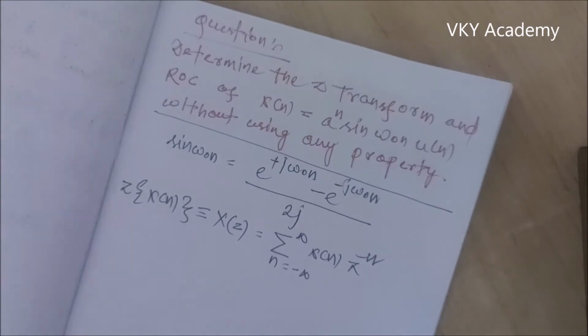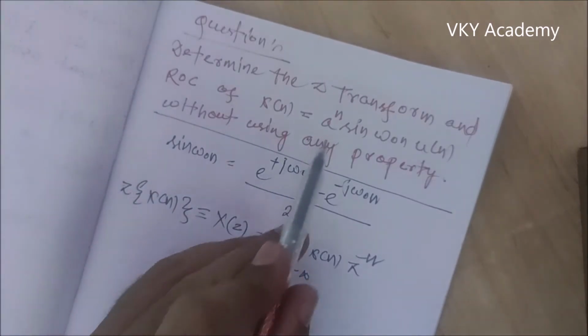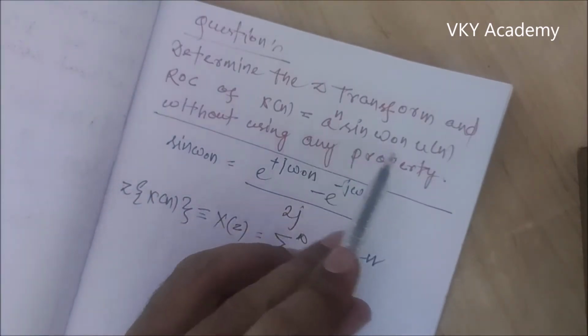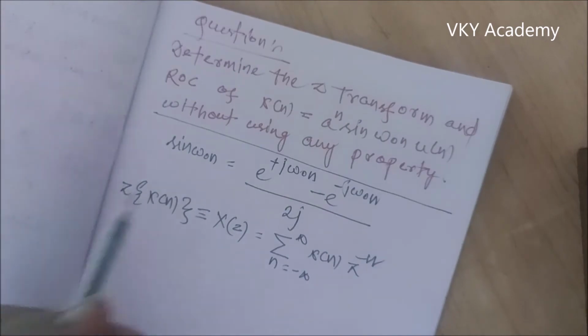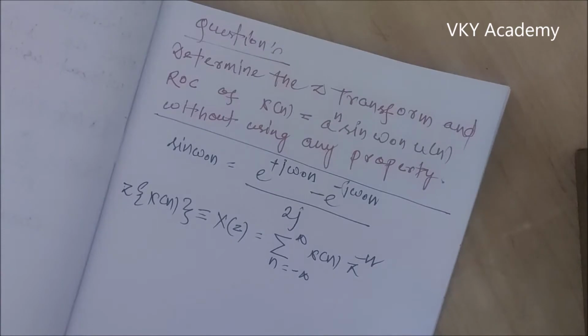Hello everyone. In this lecture we will determine the Z transform and region of convergence of the discrete time sequence x of n is equal to a to the power n sine omega naught n u of n. Now this is also a trigonometric function, but one exponential term a to the power n is multiplied with the sequence, and we need to determine the Z transform and ROC without using any property. And this particular question is of 10 marks, definitely depending on the semester exam pattern.